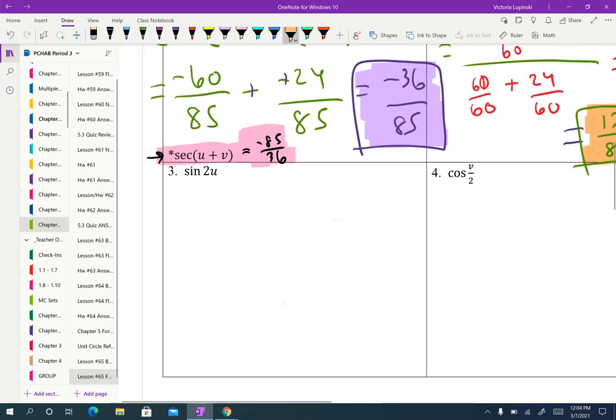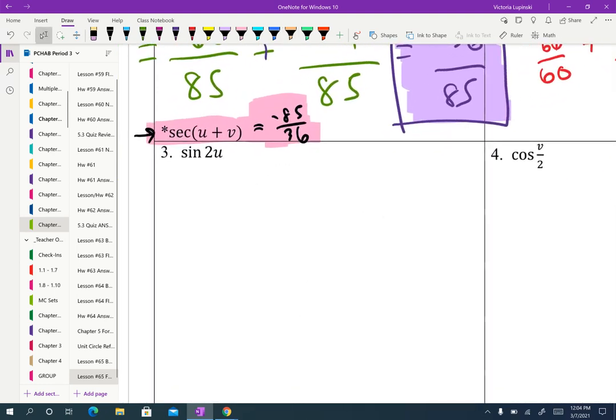So now notice that for these final three, or for number 3 and 4, you're only being asked to find something involving a single variable. So make sure for all the u information, you're using the triangle on the left. Make sure for all the v information, you're using the triangle over on the right.